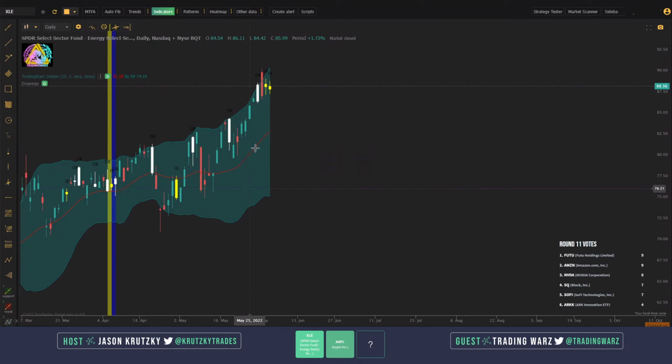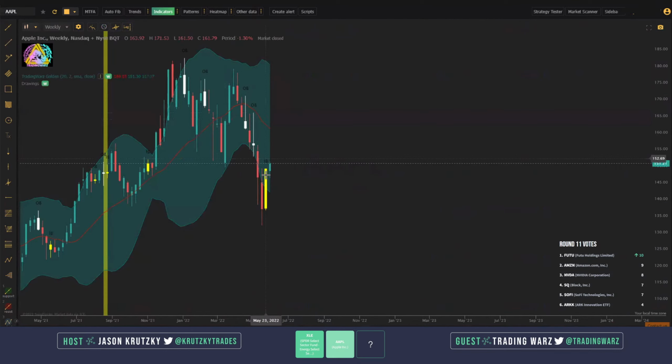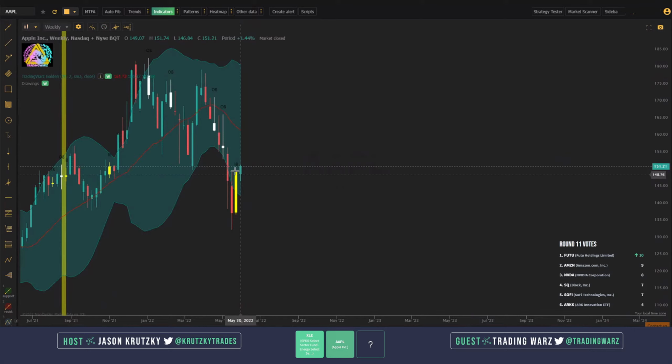Next round is Apple. Apple, beautiful. So Apple, we are swing trading Apple right now. It started off on the weekly. We had that inside bar, very similar to AMD. So we just got long, I have the price over here. Right around 149, we got long this week.